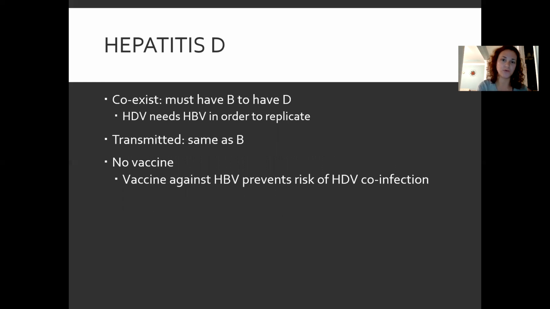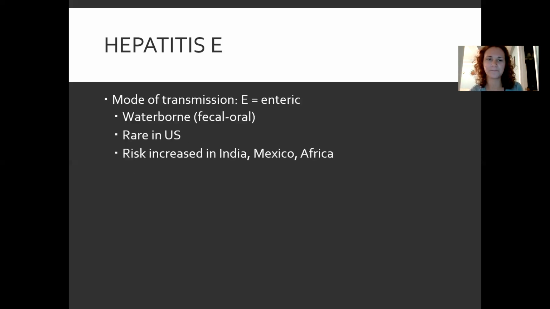Hep D, the unique thing about Hep D is that the patient must have Hep B in order to contract Hep D. You can't just have Hep D, you have to have Hep B first. Again, it's transmitted the same as Hep B. And there's no vaccine and no treatment. However, if you are protected against Hep B, you're going to be protected against Hep D because Hep D requires Hep B, as in boy, to be able to replicate.